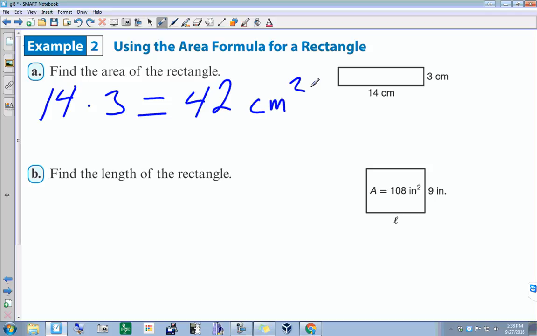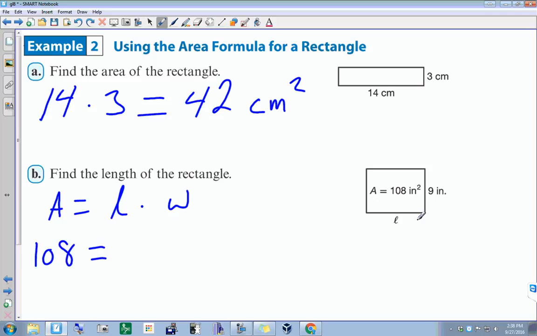See, now we've got a bit of a problem. Because we were just given the length and the width up here, we could multiply them together. But when we've got something that looks like this, we write out the formula. Area is equal to length multiplied by the width. Okay? What is the area here? 108, so I'm going to put the 108 with the A, right? So that would be 108.